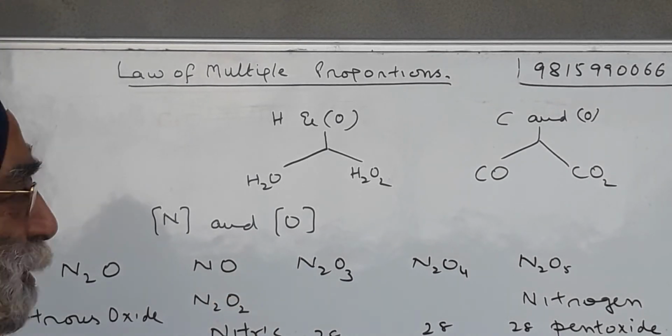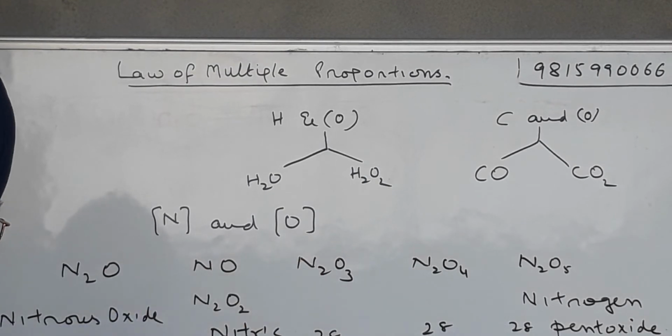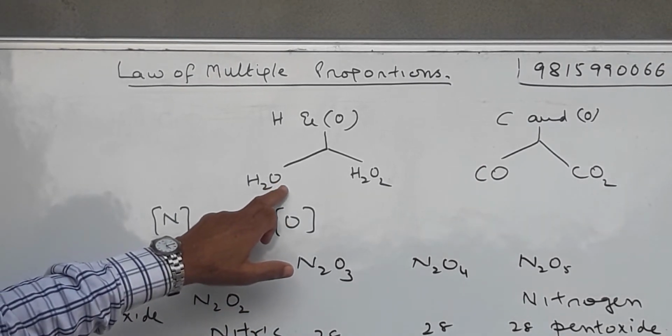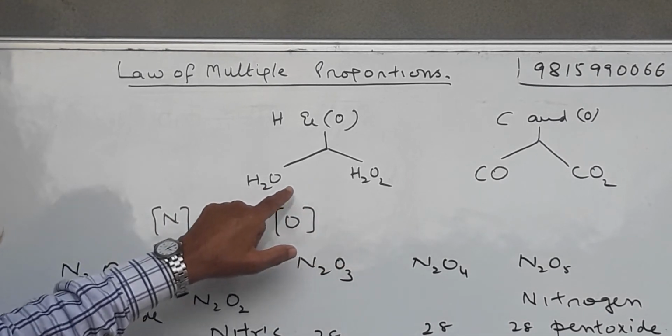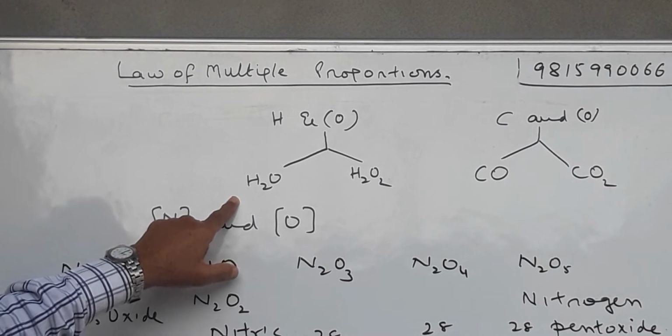Defining the law of multiple proportions, it says when different weights of an element combine with the same weight of the other element, these different weights are in a simple, meaning small, whole number ratio. I repeat, when different weights of an element combine with the same weight of the other element, these weights are in a simple whole number ratio. When different weights of oxygen, 16 and 32, combine with the same weight of hydrogen, these are in a simple whole number ratio.